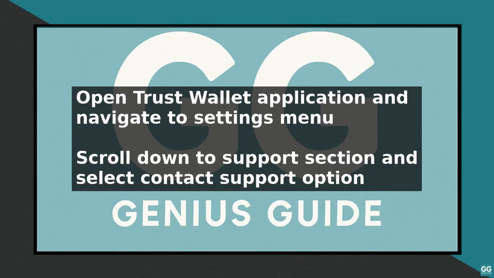To report a Trust Wallet fingerprint login issue, follow these steps. First, open the Trust Wallet application on your device and navigate to the Settings menu. This is usually represented by 3 lines or a gear icon, depending on your device.